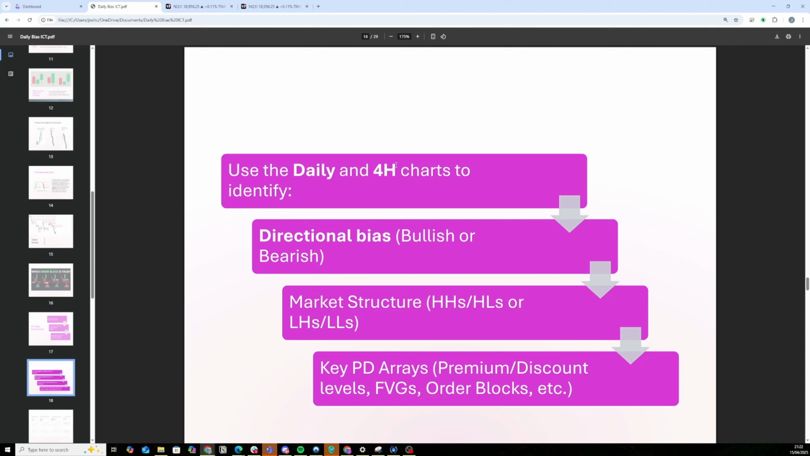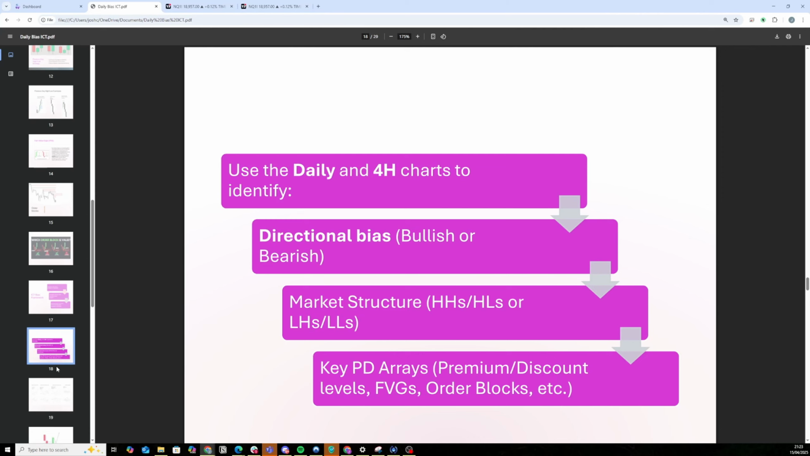So once we've decided this is a 4-hour bearish or bullish structure, then we look for our PD arrays. We look for our premium and discount levels, right? We look for our fair value gaps, our order blocks, and then we trade from those up to our next liquidity: buy side, sell side, trend line liquidity, etc.